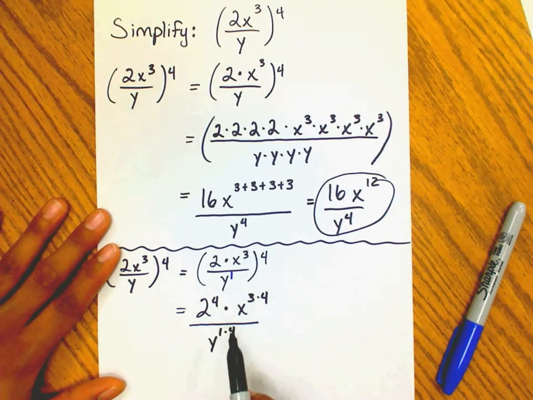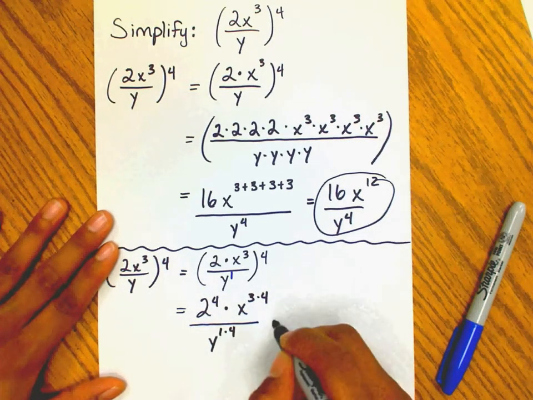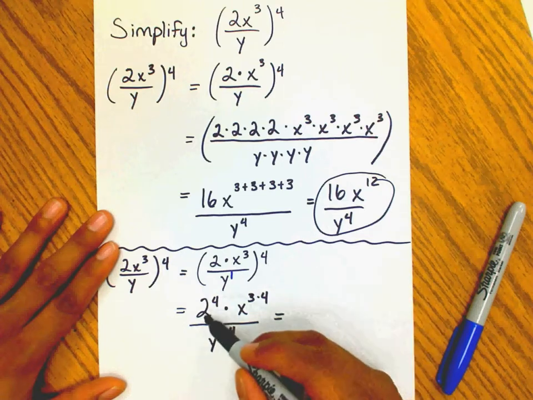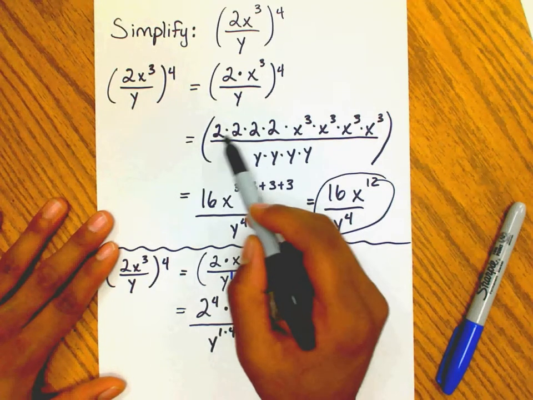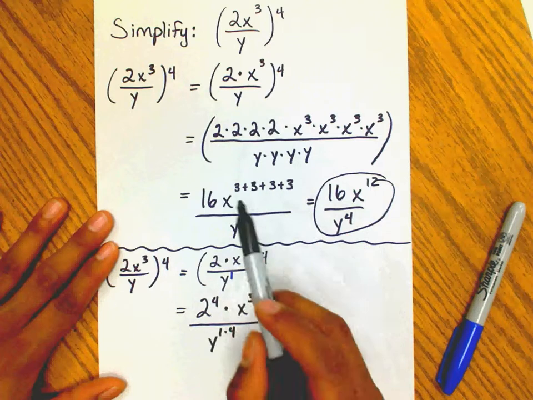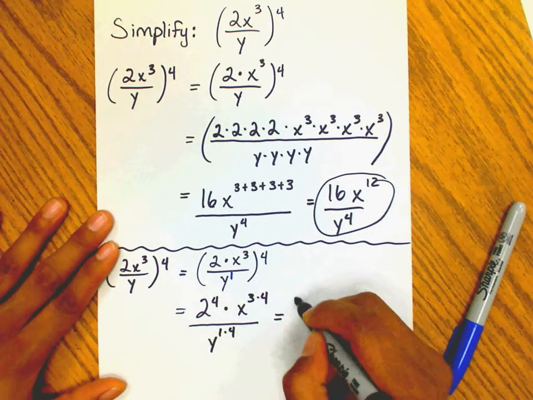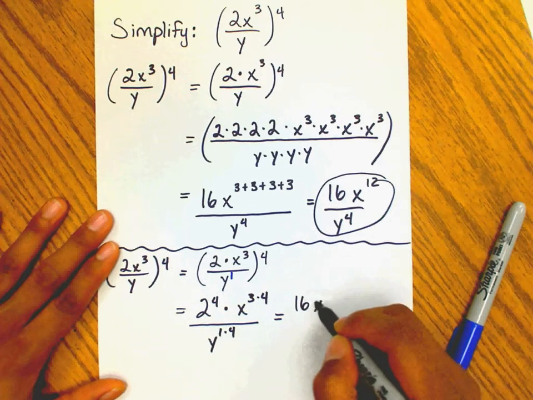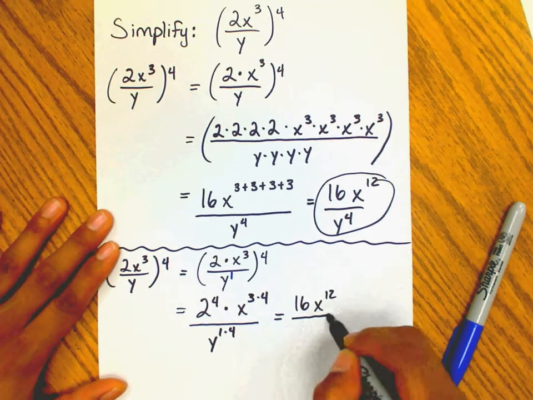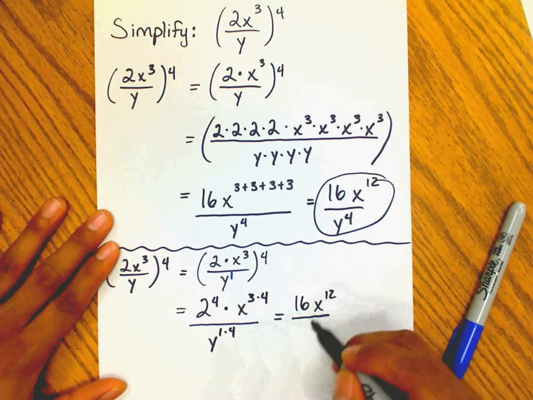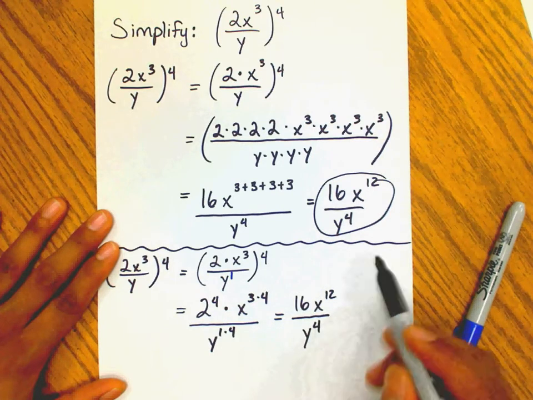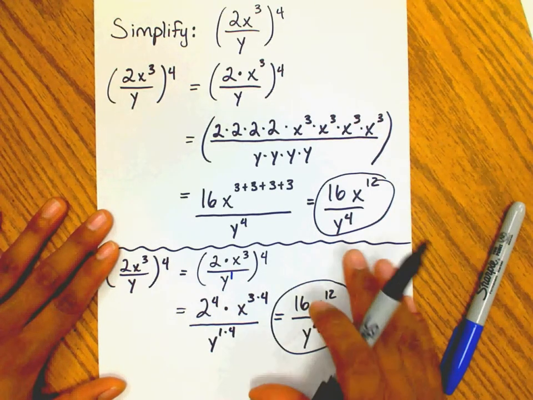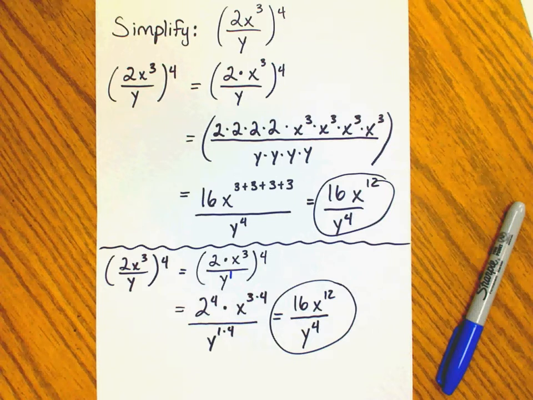Come over here, simplify everything. 2 to the 4th power is just simply 2 times 2 times 2 times 2, which we already established is 16. 3 times 4 is 12. And 1 times 4 is 4. Okay? All right, so there we go. I hope that's helping some people out there.